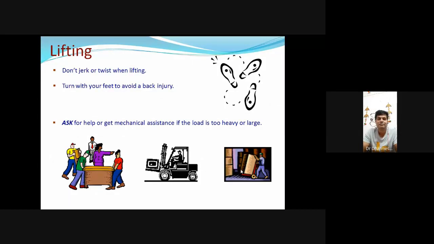Ask for help or get mechanical assistance if the load is too heavy or too large. You need to ask for the assistance of another person, or there are some ergonomic tools which you can use to lift the object.